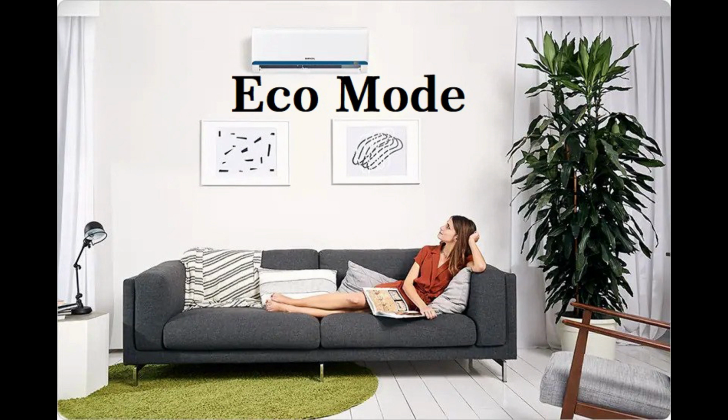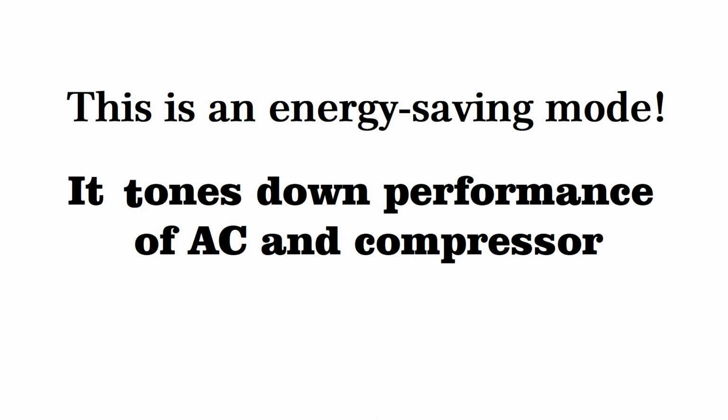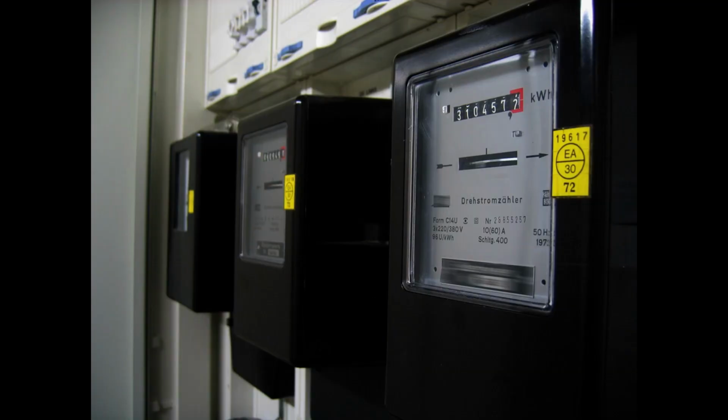We will start with the eco mode. Eco mode or economy mode. It's a special mode which is designed to reduce energy consumption. So if you really want to save on your energy bills, this is the mode to select. Actually, it's a very quiet mode. That's another advantage, and it is very efficient.